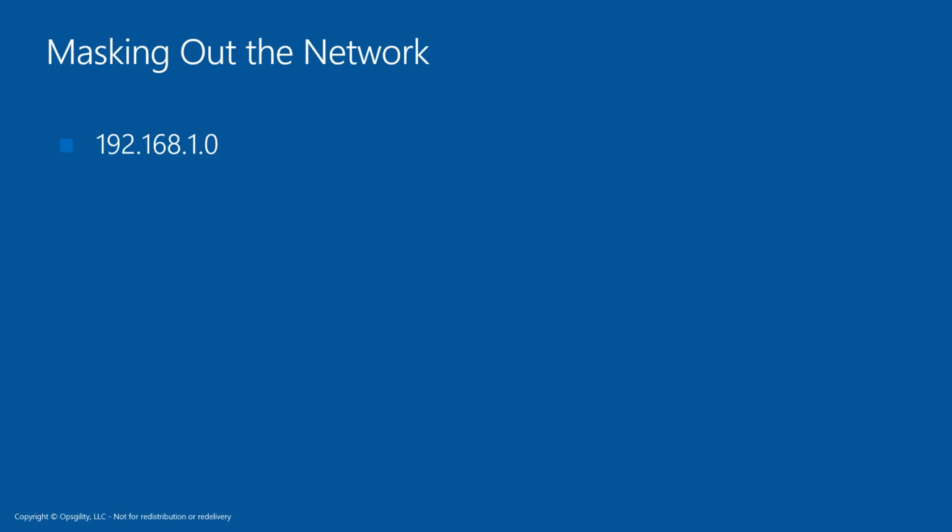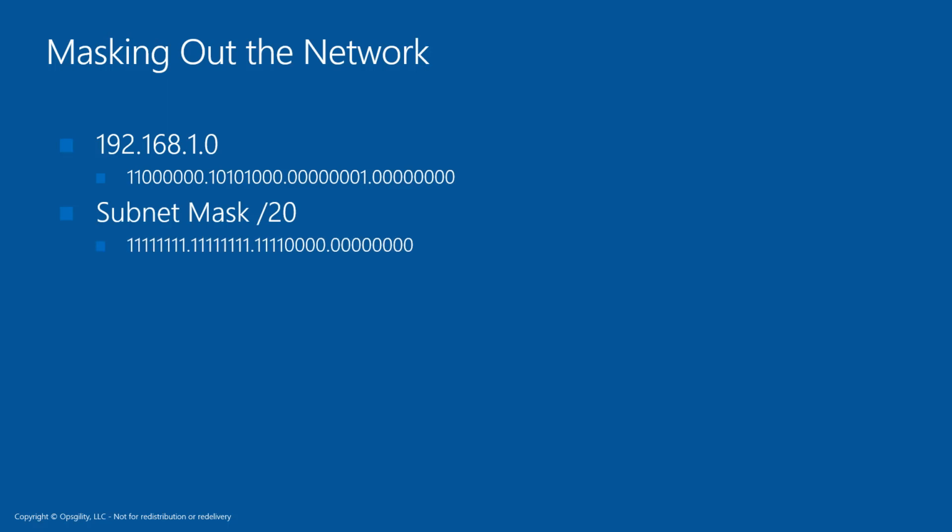Let's do another example using our 192.168.1.0 example. And once again, that's what it looks like in binary. But this time let's mask it out at a /20. And that's what 20 looks like. Now remember, we have to add up to 32. So 32 minus 20 equals 12. So we have to have 12 zeros on the right-hand side.